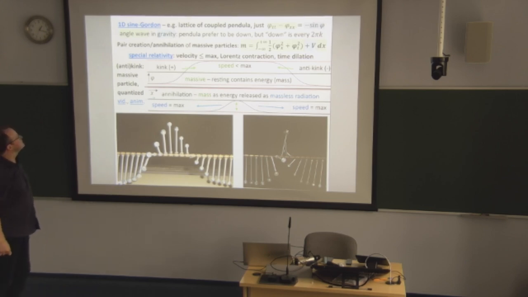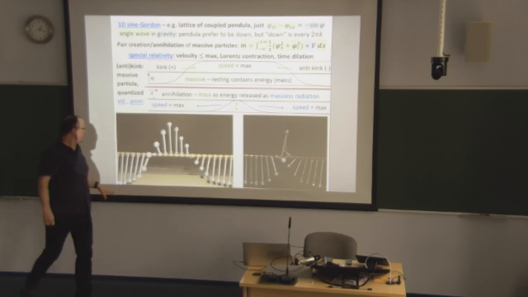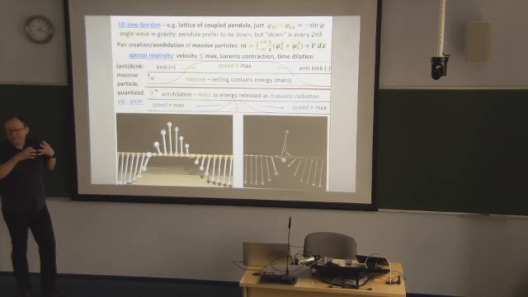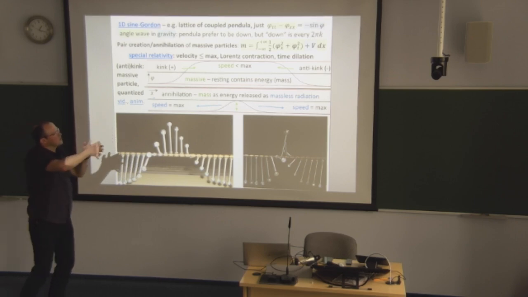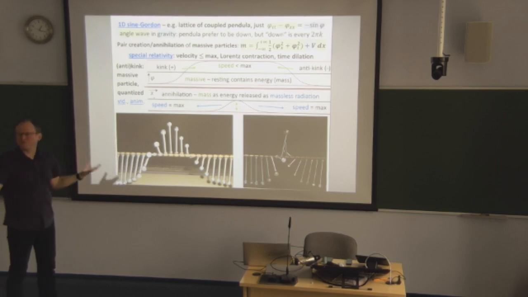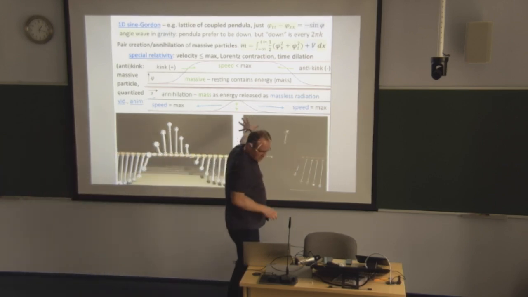Okay, so it is a very simple model which creates a varying number of particles. We have finite velocity. Then we have pair creation, annihilation, quantization of this charge as the number of full rotations, and a tiny bit of special relativity.